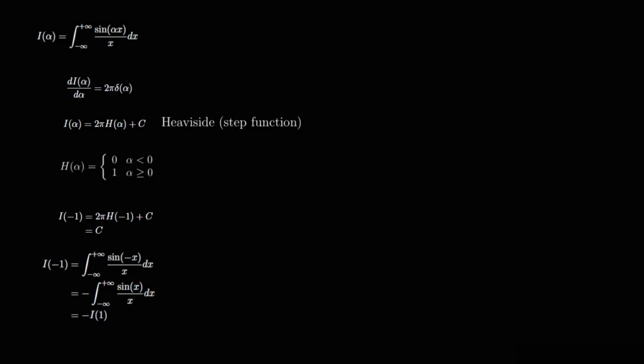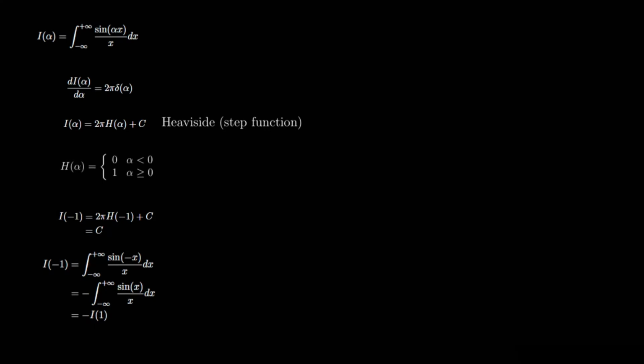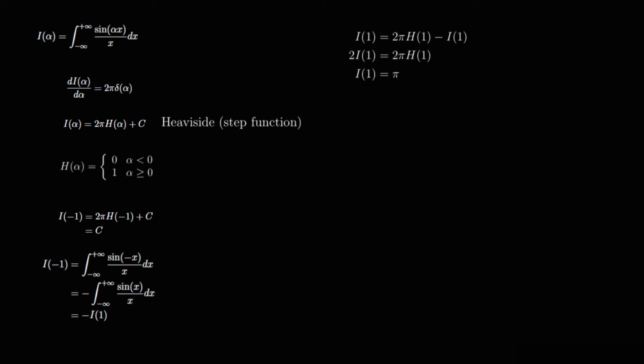Using the fact that sine of minus x is minus sine of x, we get that I of minus 1 is minus I of 1. Then we obtain that c equals minus I of 1. Using the expression of I of alpha as 2 pi H of alpha plus c, we get that I of 1 is 2 pi H of 1 minus I of 1. Since H of 1 is 1, we get that I of 1 is pi.